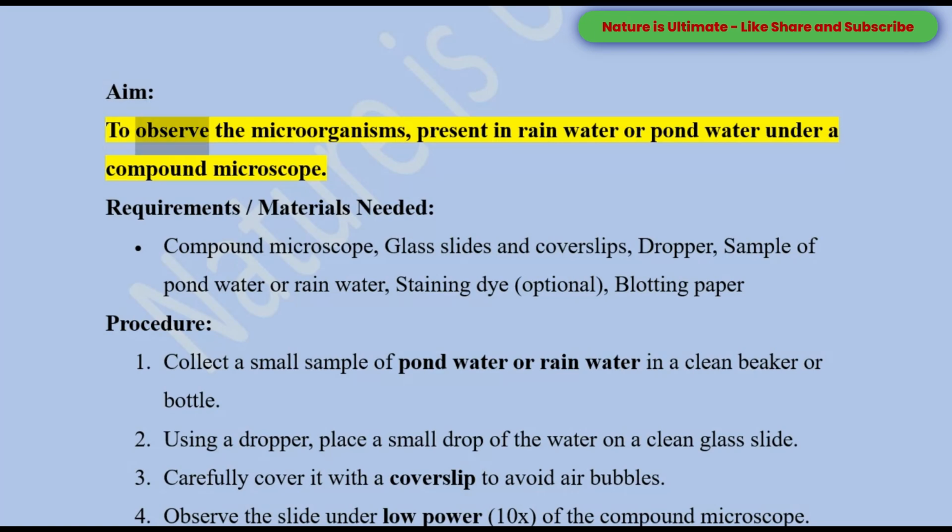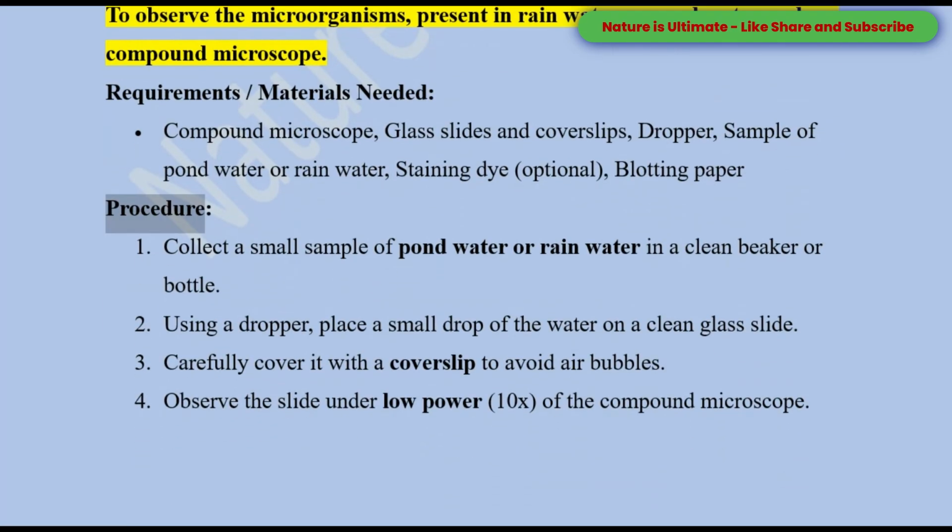Aim: To observe the microorganisms present in rainwater or pond water under a compound microscope. Requirements/materials needed: compound microscope, glass slides and cover slips, dropper, sample of pond water or rainwater, staining dye (optional), blotting paper.